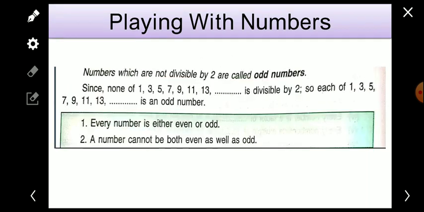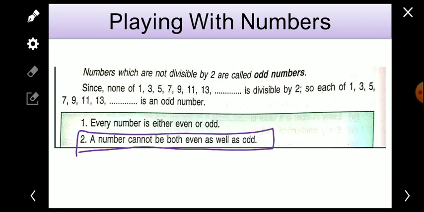Numbers which are not divisible by 2 are known as odd numbers, like 1, 3, 5, 7, 9, 11, 13. These are the numbers which are not divisible by 2. So these are called the odd numbers. Every number is either odd or even. A number cannot be both odd and even; any number may be even or odd only.